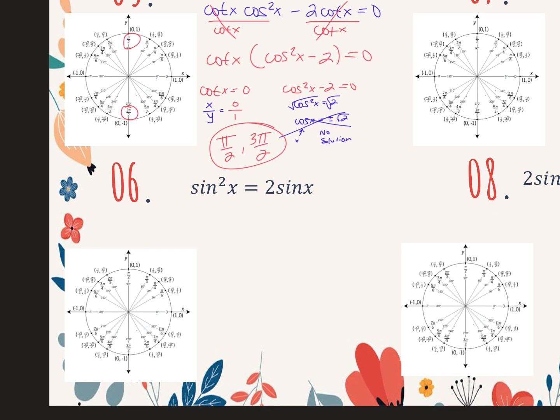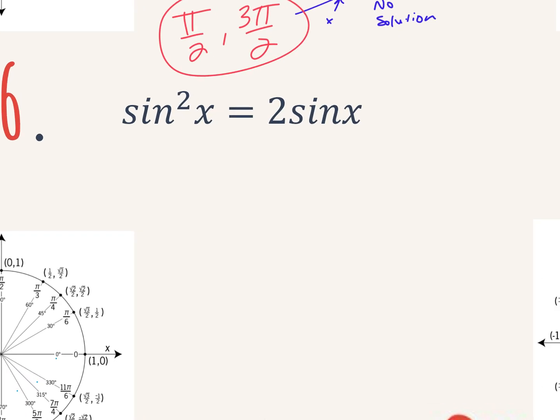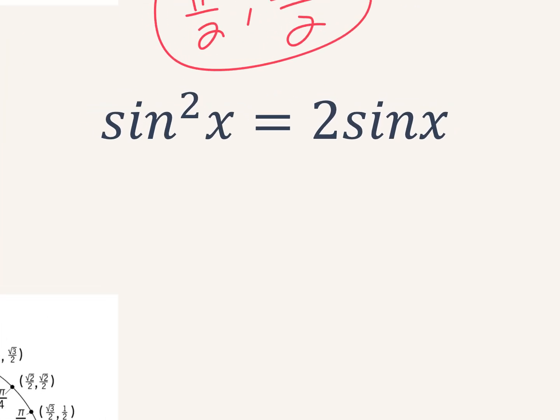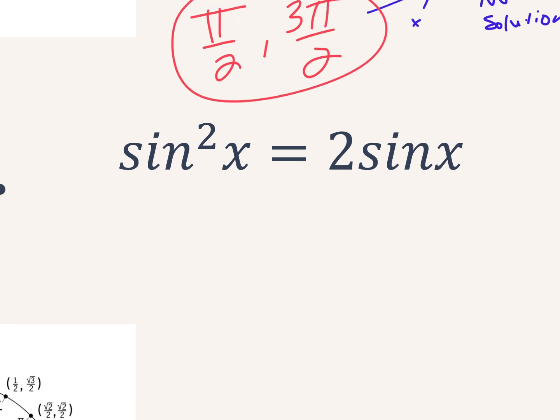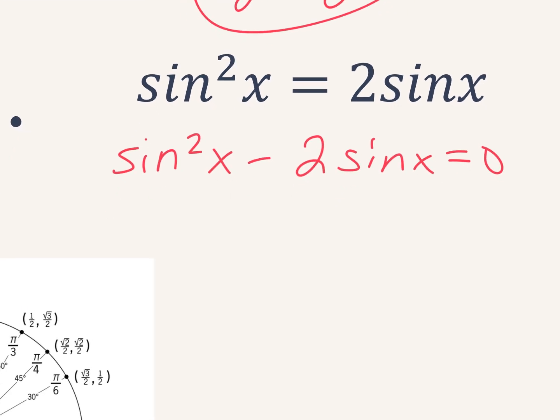Let's go to number 6. All right, I have something squared and something not. One's on one side, one's on the other. What should I do? Factor. Not yet. We can't factor right now. We have to put everything on the same side, just like you would if you had just x's. So sine squared x minus 2 sine x equals 0. How would we simplify this?